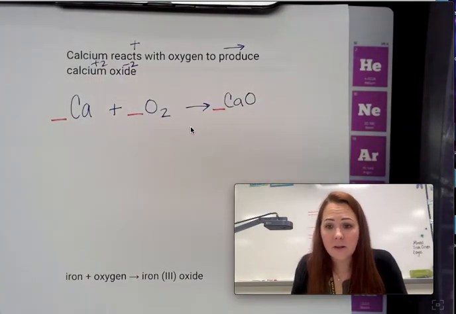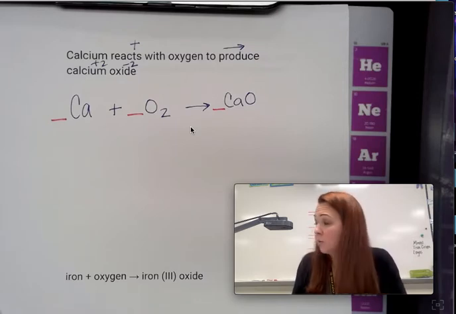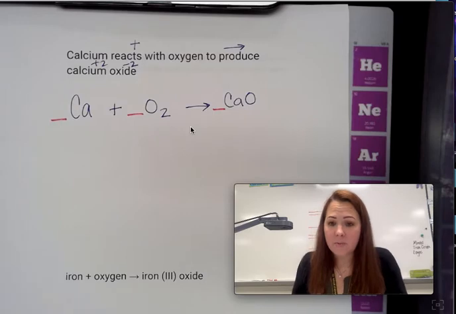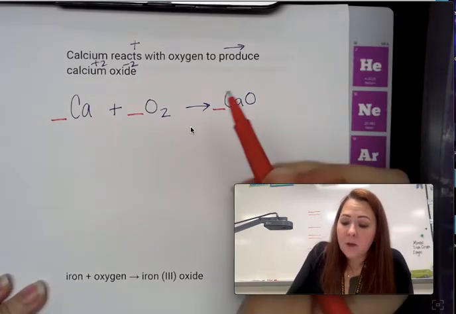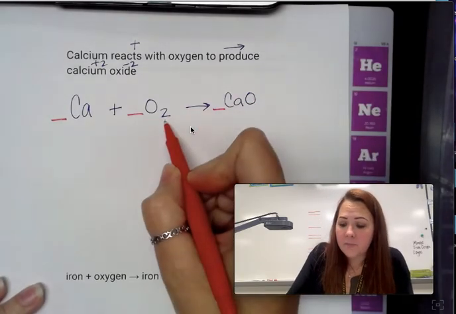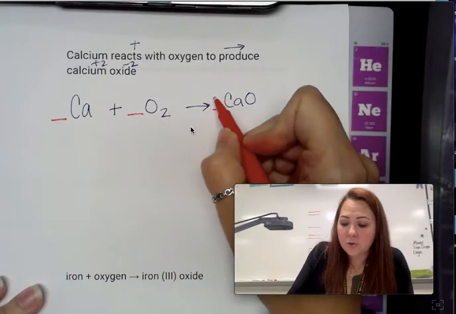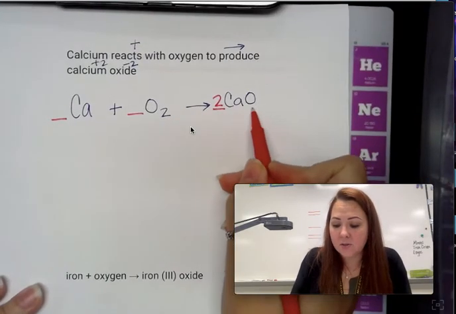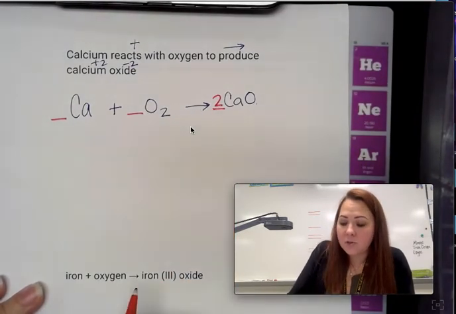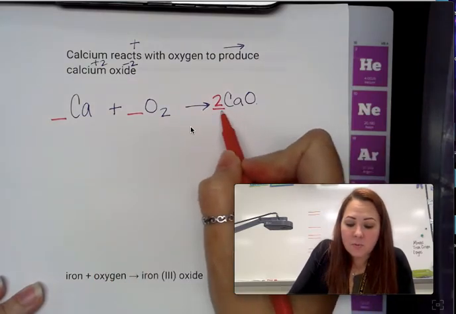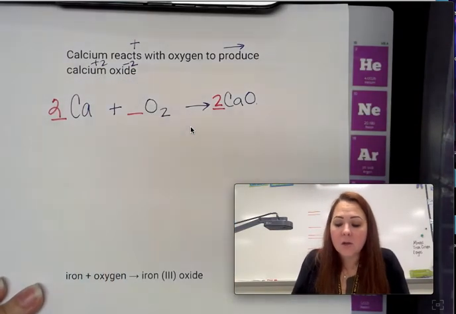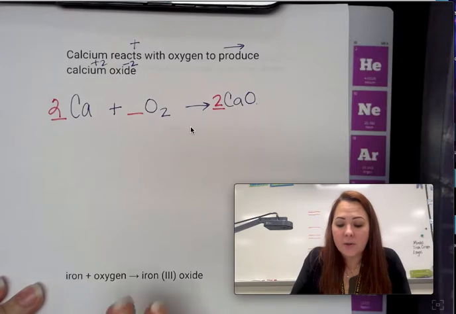Those are the places that I can put in my numbers to balance out the equation. In general, you have to have the same amount of both elements on both sides of the reaction. So I have 2 oxygens here. I need 2 oxygens over here. So 2 times 1 gives me 2 oxygens. Now that also changes my calcium to 2, so I'm going to put a 2 right there. So in order to balance this one out, it will be a 2.